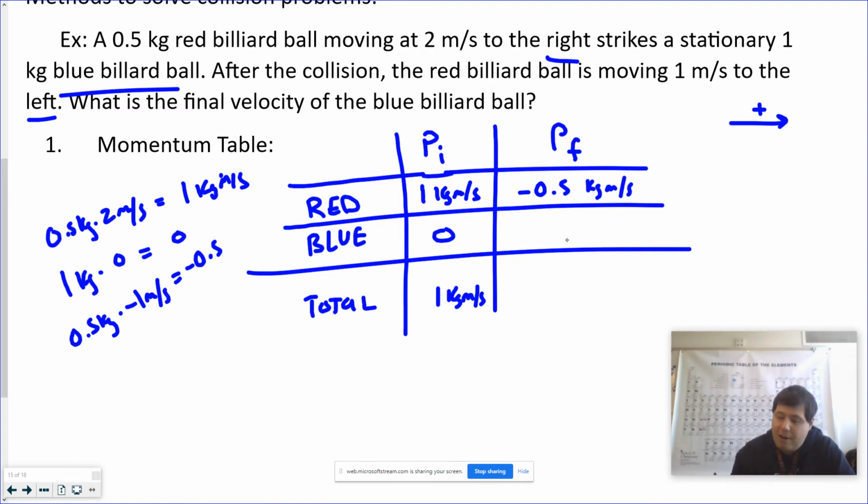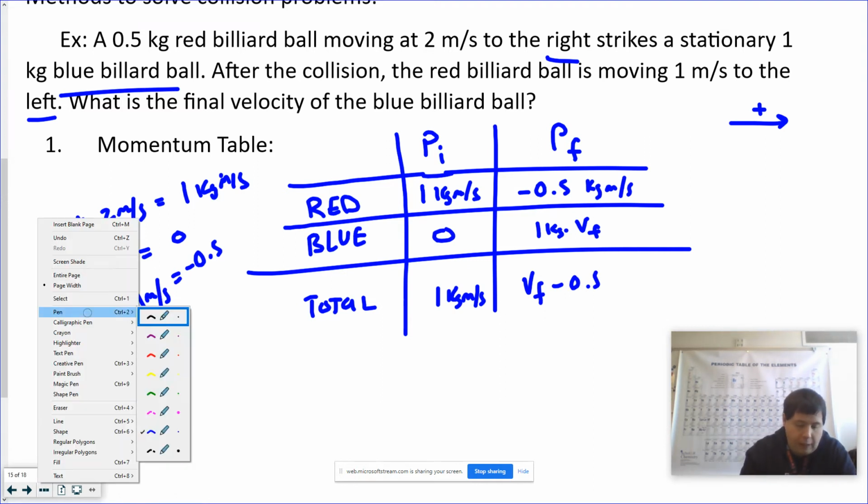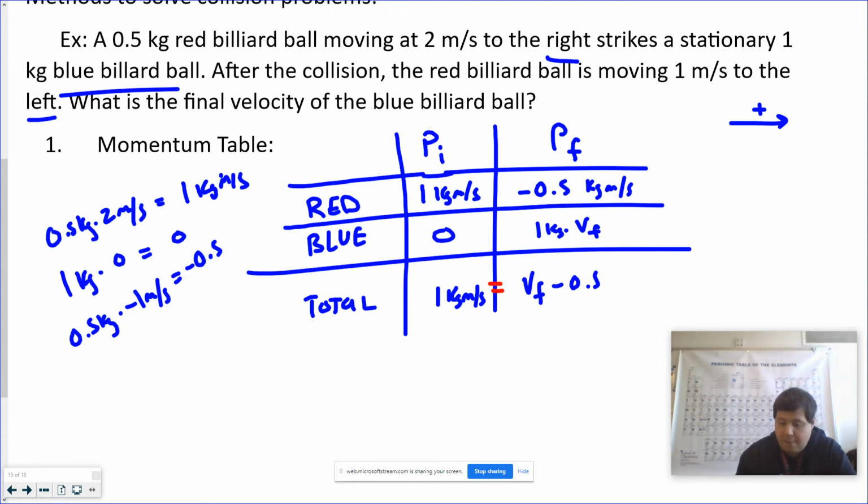And then finally, I want to know the blue one. So we'll go ahead and put in the numbers here. Its mass is 1 kilogram. So it'd be 1 kilogram times the final velocity, which I don't know. Now, what you do here to get the total, you just add it up. So this one would be vf minus 0.5. And then what you can say here is that momentum has to be conserved. The total column has to be the same. So I know 1 has to equal vf minus 0.5, and thus the vf is 1 plus 0.5, 1.5 meters per second.